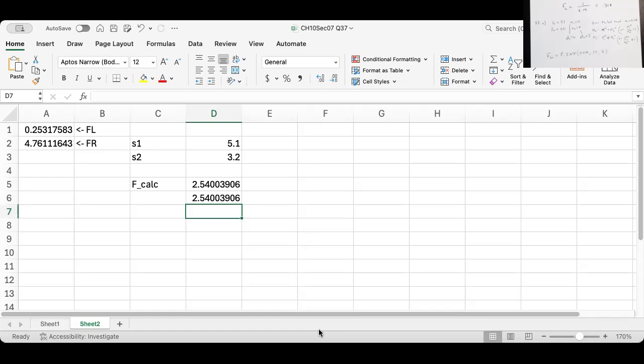Which means this sample does not show different variances. In spite of the fact the first standard deviation was 5 and the second standard deviation was 3, they're not far enough apart for me to say there's really a difference between these two behaviors. Questions?